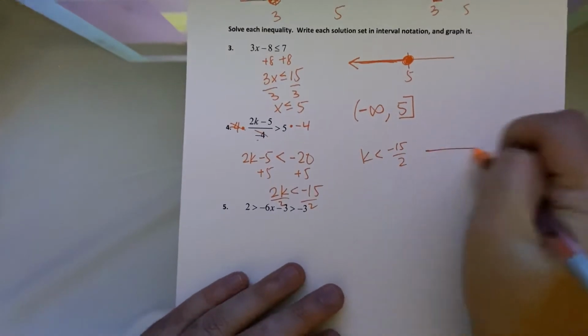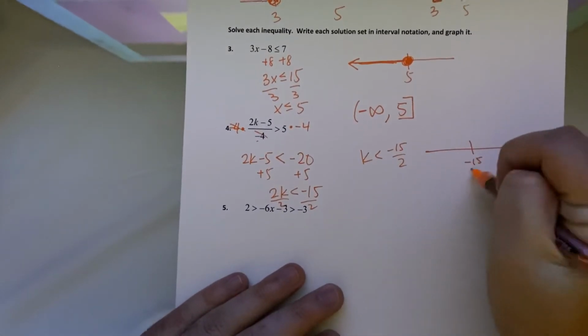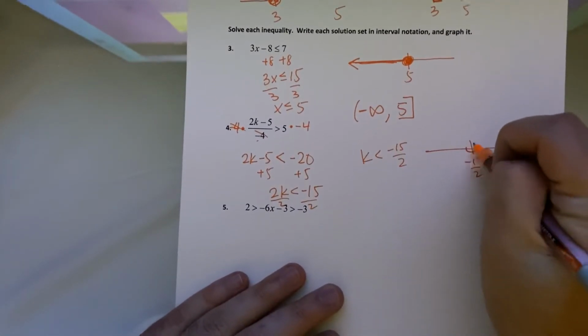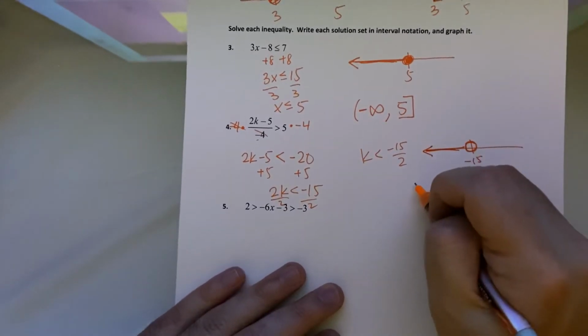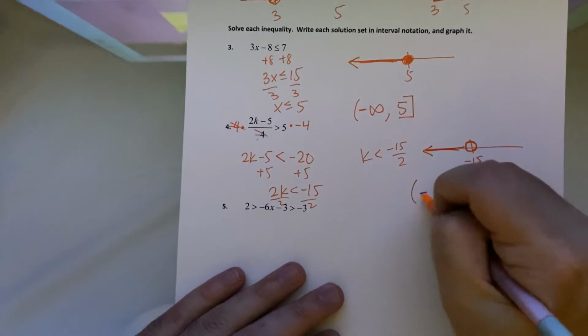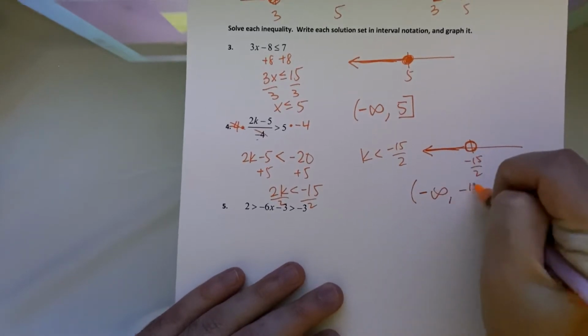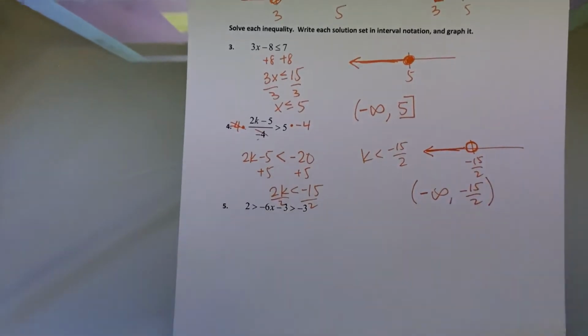Okay, so let's talk about a graph. We have negative 15 halves. Open circle, it's going to the left. Same idea behind the one up here. We start at negative infinity, go to negative 15 halves. This one only gets a parentheses because it's only less than. Now for reference, negative 15 halves is between negative 7 and negative 8 if you weren't sure. But for graphing purposes, if it's a multiple choice on the homework, you should know where it is.